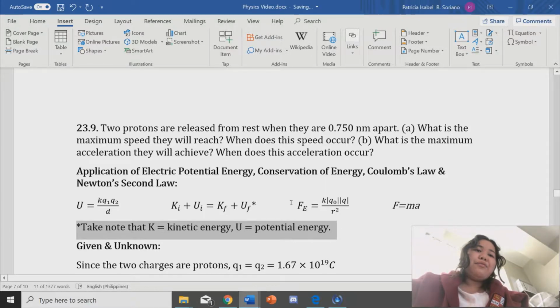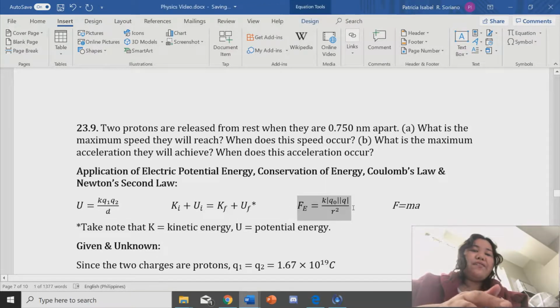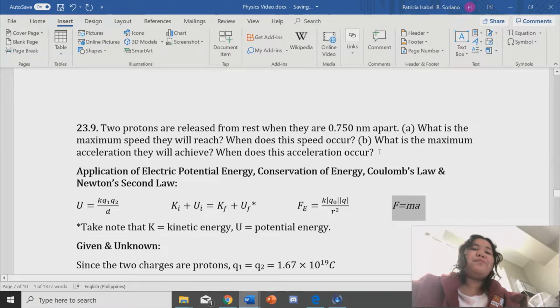Again, this is our Coulomb's law. I don't need to explain that further. And this is our Newton's second law, which has been used previously as well. So, in order for us to solve this properly, we need to list down our givens.